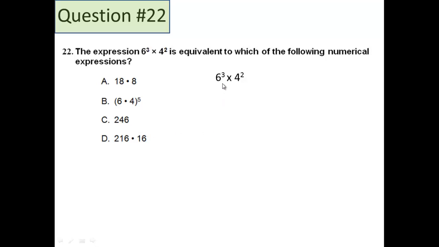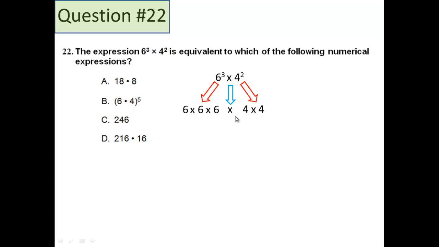Let's start with 6 to the third power. 6 to the third power means 6 times 6 times 6. So let's just write that down. Okay? And now, 4 to the second power, what's that mean? Call it out, please. Yeah, that means 4 times 4. All right, I'm going to pull down my multiplication sign. Let's see if this is one of the answers, because I know this is true. 6 to the third times 4 to the second is the same as this. I'm looking at my answer choices. That looks weird, letter B, but I don't think that's true.